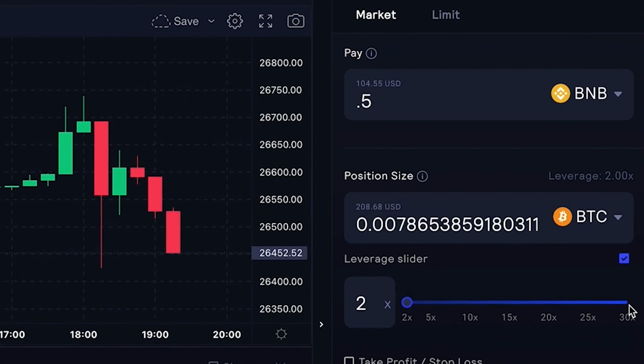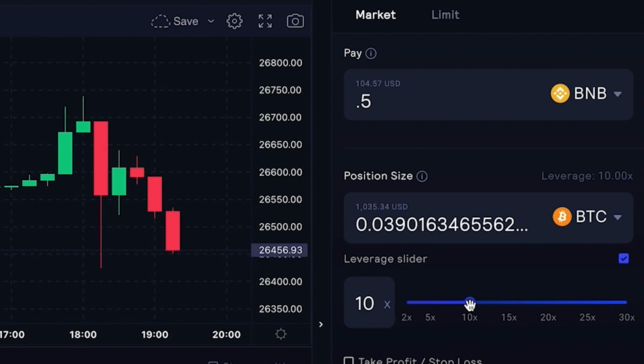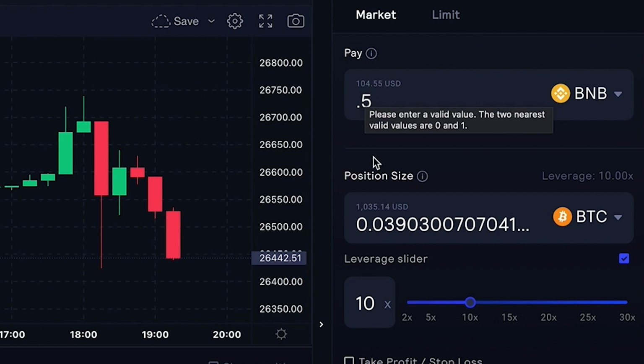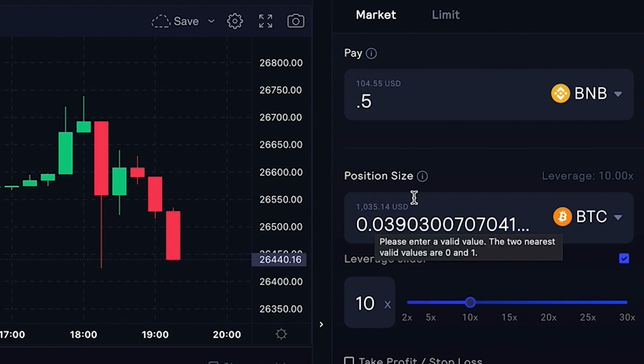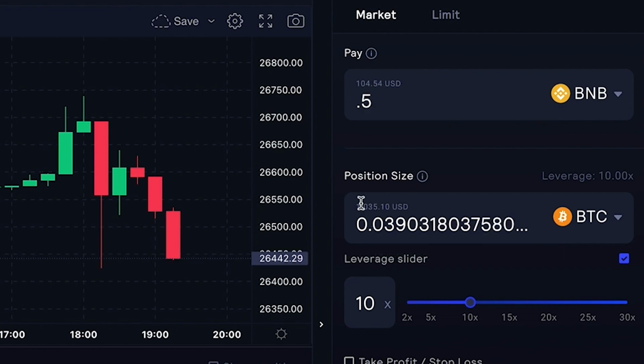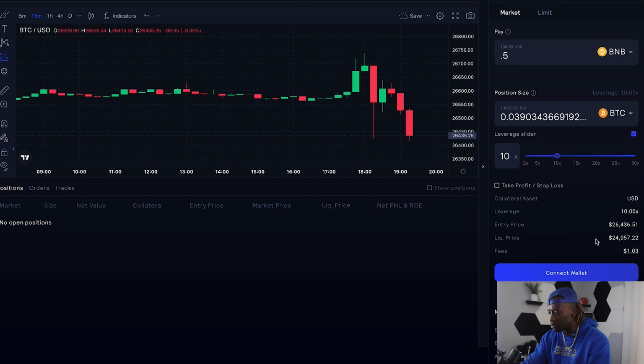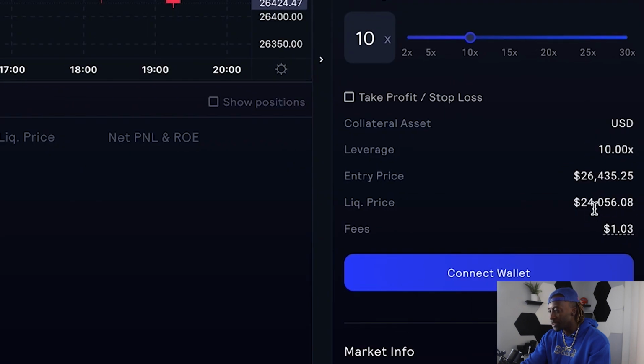But currently the leverage is up to 30x, which is, you lose your money real quick. Or you can gain your money real quick. It all depends. If you did a 10x, so now you're using $104.56, but your actual trading position is at 1,035. That's 10x, right? And so you can see it right here. It shows your entry price. It shows what your liquidation price would be.